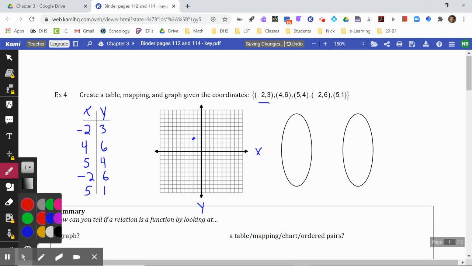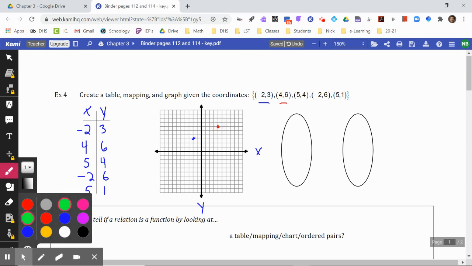All right, we have 4, 6. I'm going to put that one in red. So we have 4 to the right and 6 up. So 1, 2, 3, 4. 1, 2, 3, 4, 5, 6 up. That's going to be our second point there.